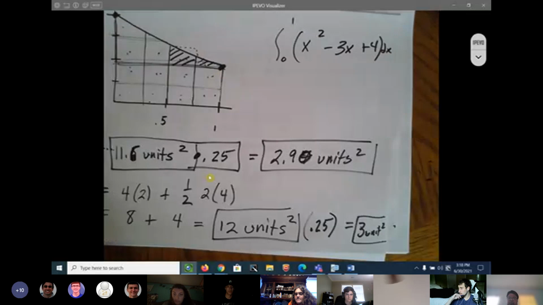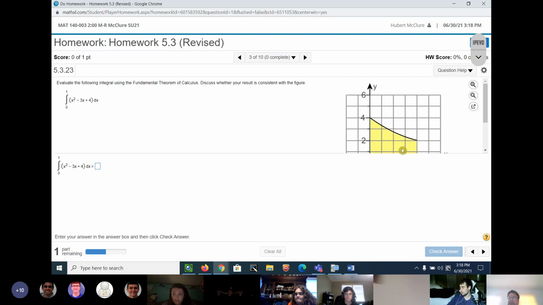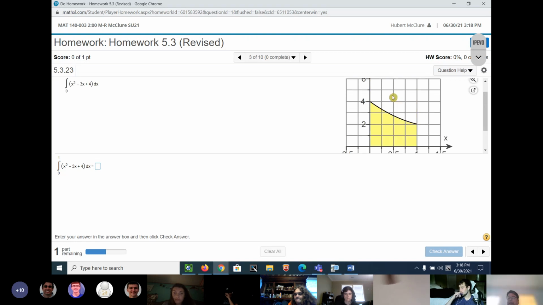For those of you who don't know what I'm talking about, and this happens a lot when you're looking at a graph, a lot of us, including me, think that each one of these is 1 by 1, and it's not. This is 0.25 by 1. This is 0.25 by 1. So I counted them as 1 by 1, and I had to multiply by 0.25 to get the right answer.